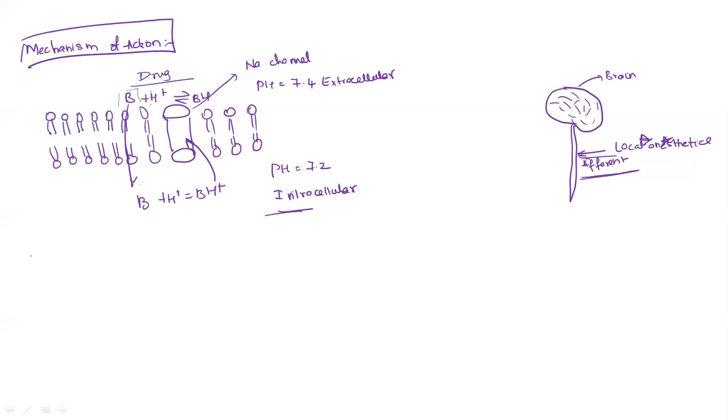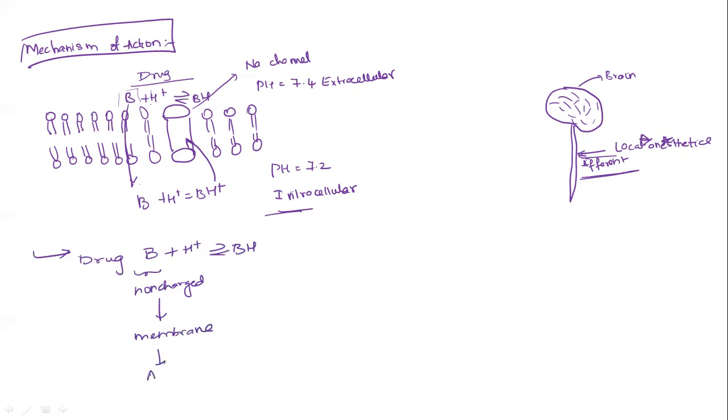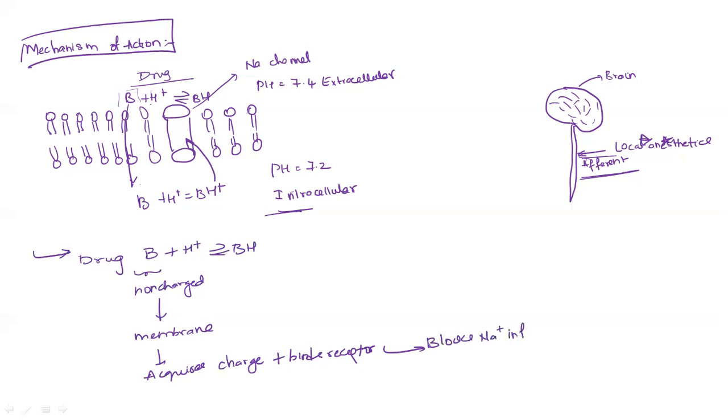So let me write it down for you. What happens exactly is the drug is in this form, and then only the non-charged part passes through the membrane. Then inside it acquires charge and binds to the receptor. And then what is happening over here? It blocks the sodium influx. So this is about the mechanism of action of LA. We have understood that it cannot be blocked from outside. The drug has to penetrate inside and block from within.